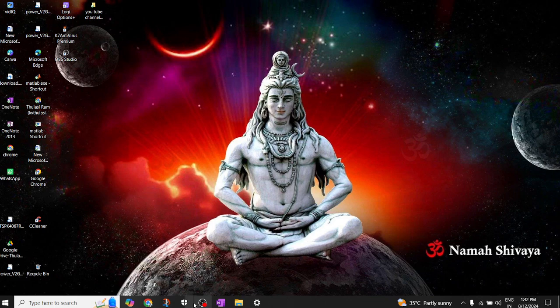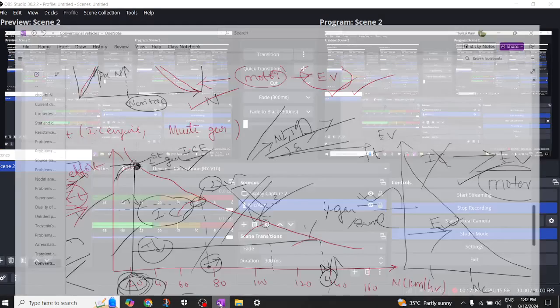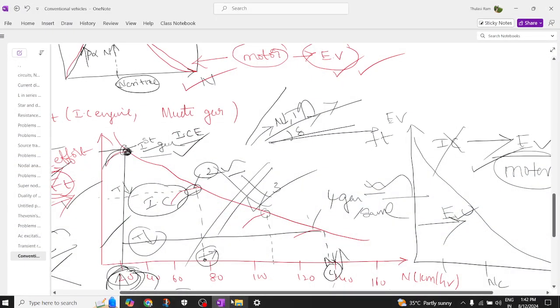In the upcoming video, we'll proceed with the different characteristics, which are called vehicle performance characteristics.